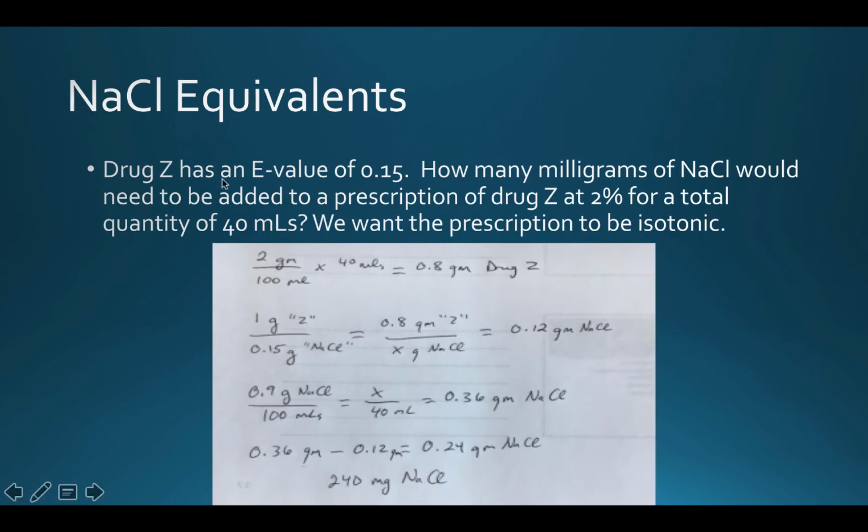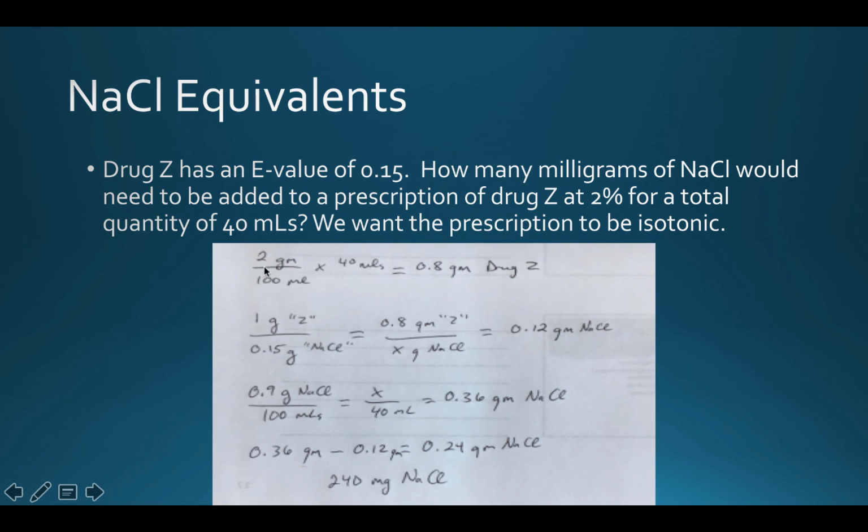So calculating one of these, here's a question. We've got drug Z has an E-value of 0.15. How many milligrams of sodium chloride would need to be added to a prescription of drug Z at 2% for a total quantity of 40 mils? We want the prescription to be isotonic. So there's a lot of information packed in there.